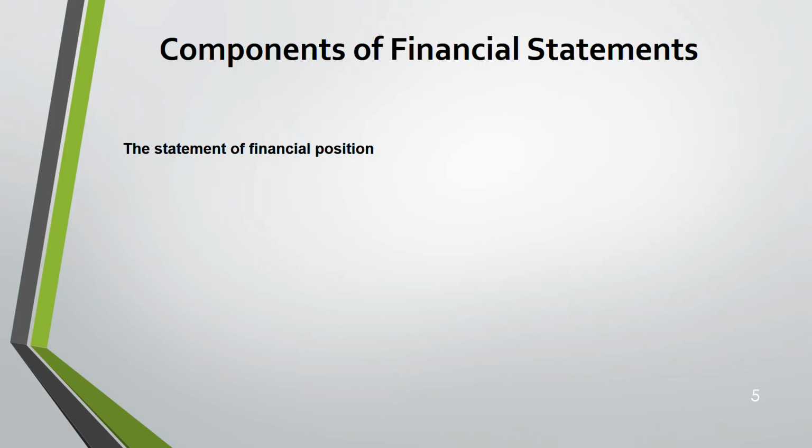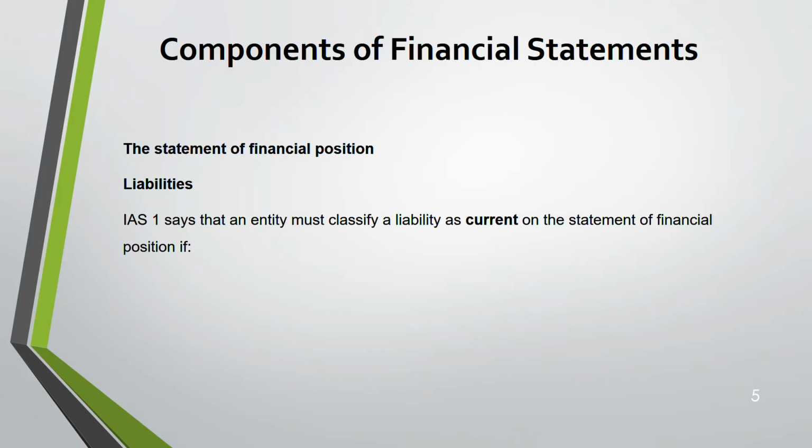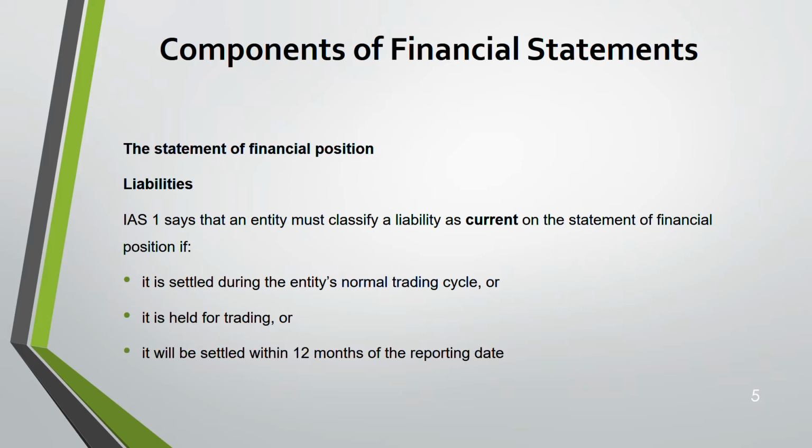Now we are moving on to liabilities. Liabilities are the same as assets. We have current and we have non-current. Current means they are short term, because you're going to pay them. They are in the normal trading cycle, held for trading, and need to be settled within 12 months. Same properties as assets. If it is not settled within 12 months, if it is not held for trading, not in the normal trading cycle, it is a non-current liability, like your bonds, your long-term loans, your debentures.